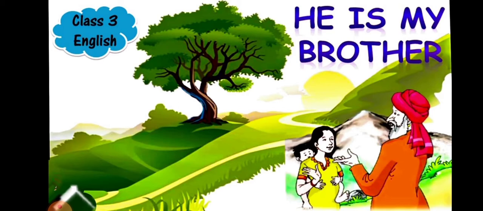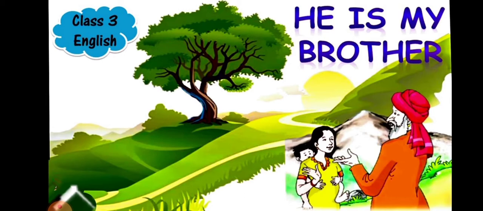What happens in this story? Here you can see in this image that there is a girl who is carrying a boy on her back. Who is that boy? Why is she carrying that boy? That we are going to see in this story.